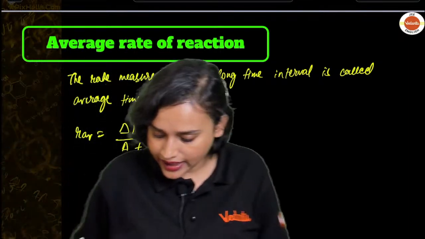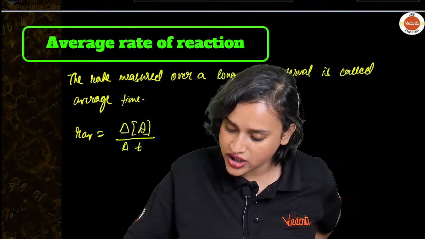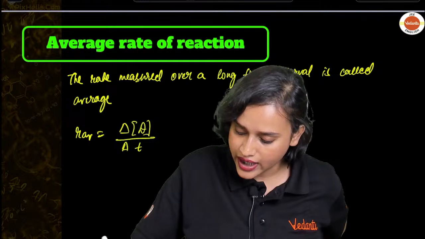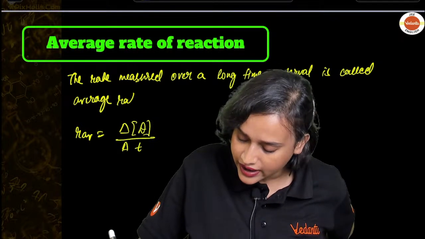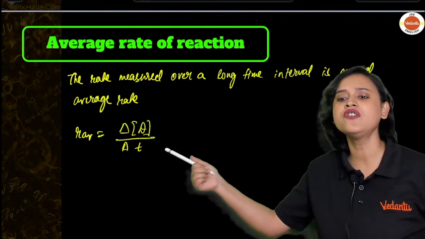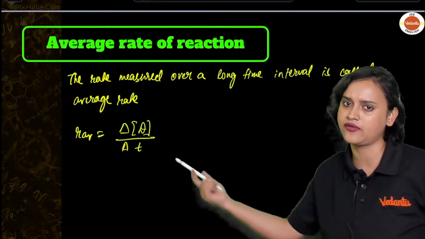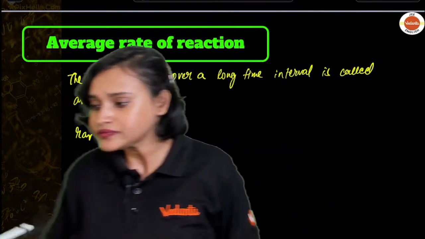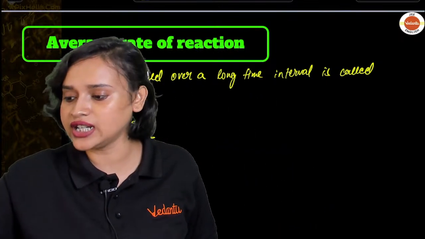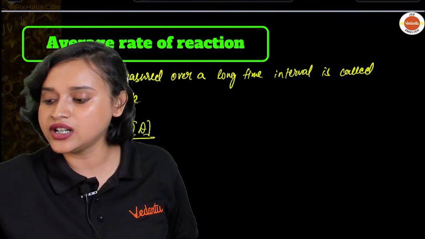Did I write it here? Yes, the rate measured over a longer interval of time is called average rate. So R of AV is equal to delta D divided by delta T. Let's say that D is one of the species in the product. Guys, are we clear with average rate, everybody? Yes.